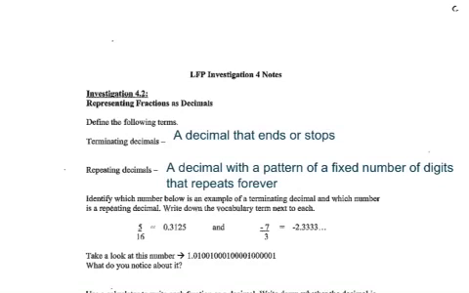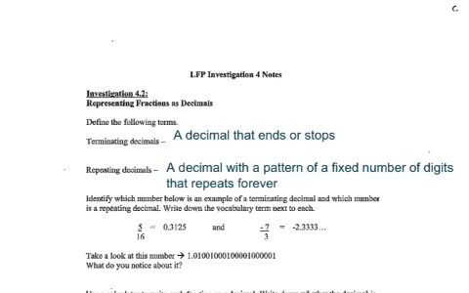Okay, everyone, today we are going to talk about representing fractions as decimals, and in particular we're going to be determining if a value is terminating or repeating. So please write down these definitions. A terminating decimal is a decimal that ends or stops. So think back to the movie The Terminator. It stopped. The decimal wants to stop.